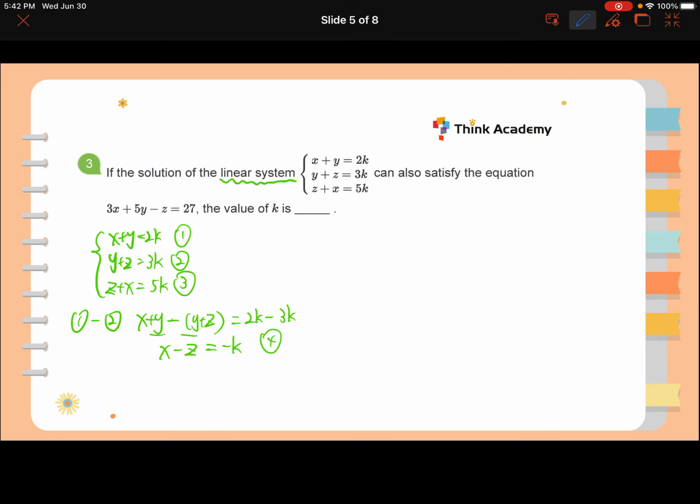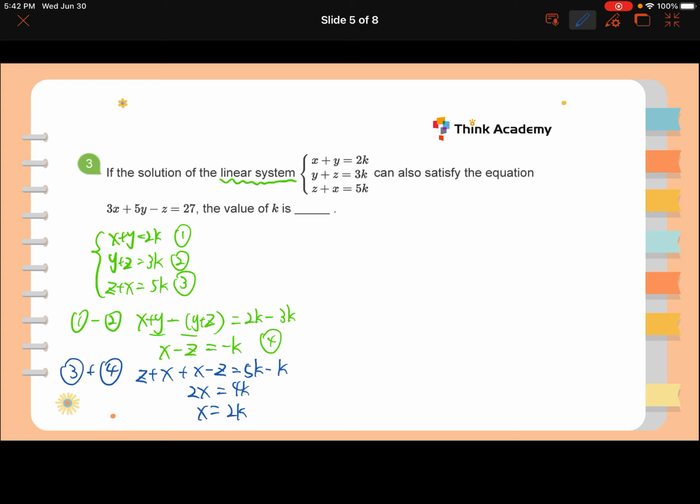Now we want to use equation 4 and add equation 3. So equation 3 plus equation 4. What do we get? In equation 3, we have z plus x, and in equation 4, we have x minus z. And the right-hand side will be 5k minus k. And the z will cancel out, so we have 2x equals 4k. That means x is 2k.